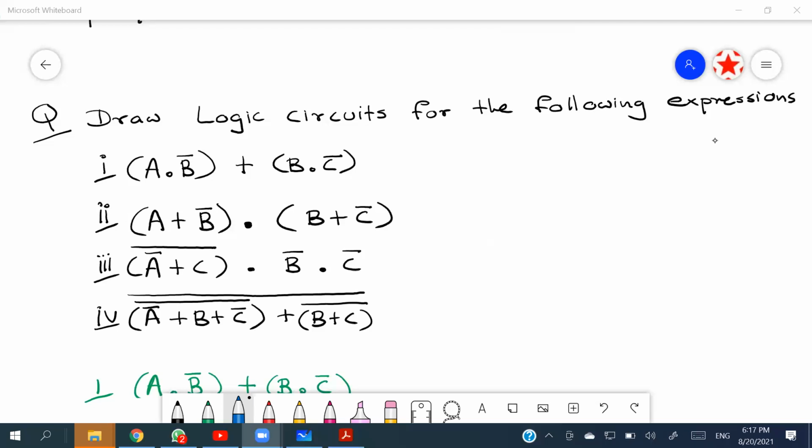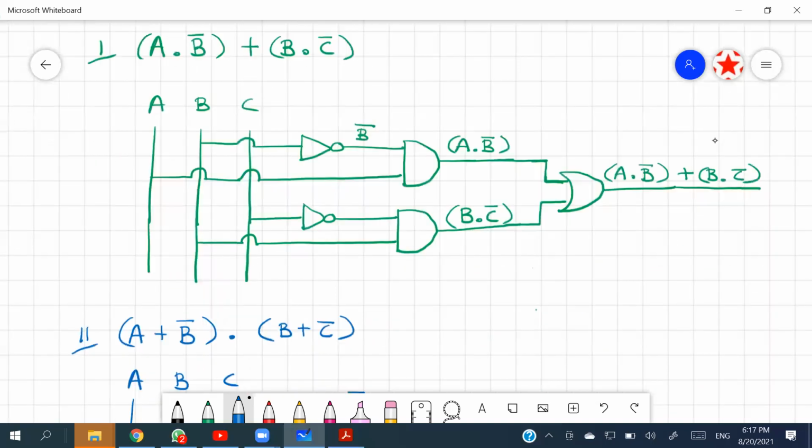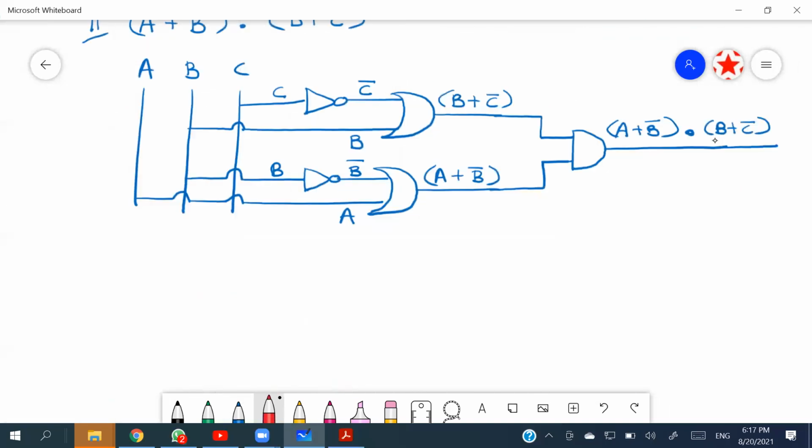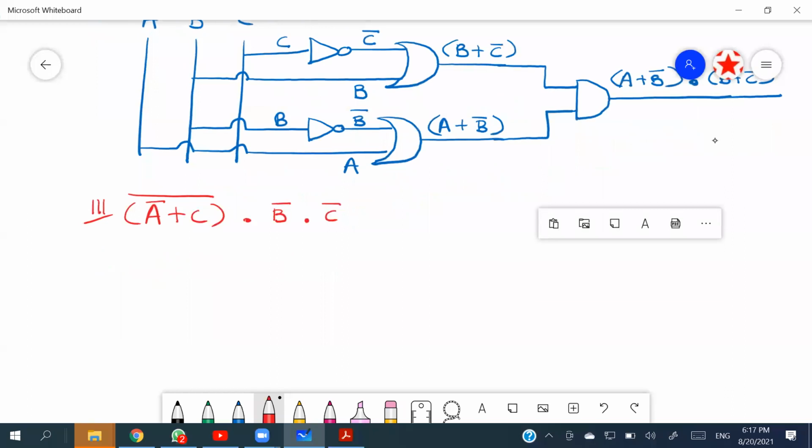Right. So go for the third one. Here comes the third one. The third one says A bar plus C total bar dot B bar dot C bar, right? So here you have to be careful because A bar plus C total bar is there. Total bar means it is something out of the things.